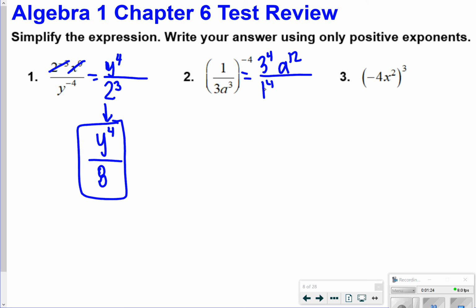Now I'm ready to simplify. Again, 1 to the fourth is just 1, so basically we have on the top 3 to the fourth and on the bottom 8 to the 12th. And then I can make 3 to the fourth be 81, and then a to the 12th would stay the same.